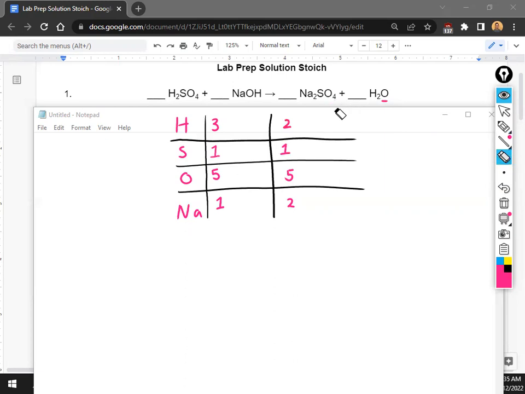Okay, so that's how you can count up the elements on the sides of the arrows. Make sure you're just careful when they're split up like this. You want to make sure you add them all together.